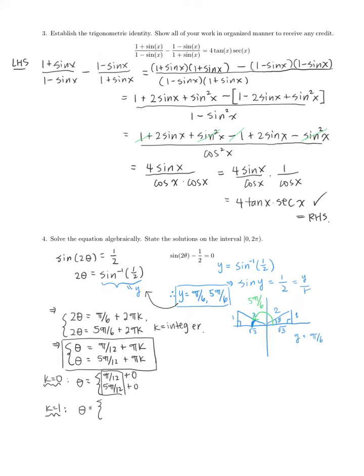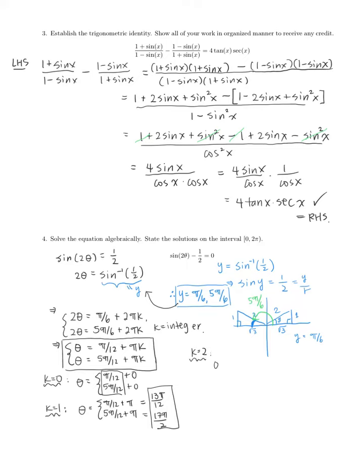Okay, so now let's go with when k equals 1. Our theta is going to be pi over 12 plus 1 times pi, which is pi. And here you're going to have 5 pi over 12 plus pi. Okay, so this is going to be what? 13 pi over 12. And then 17 pi over 12. Are they inside of 0 to 2 pi? Yes. Keepers.